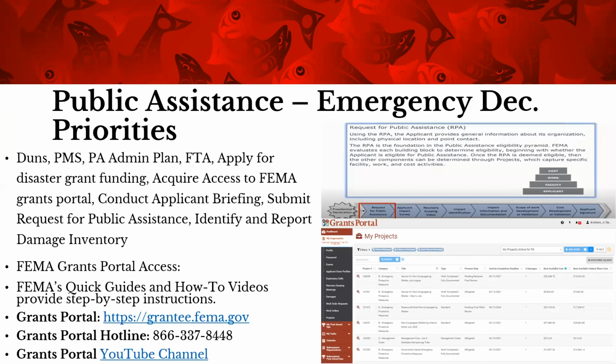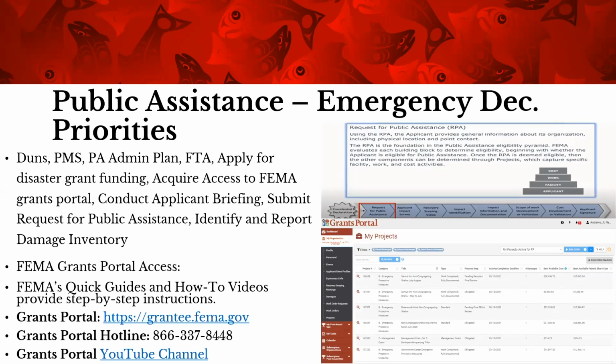One of the important portions I want to touch on is acquiring access to the FEMA grants portal. This held us up a little bit, and I noticed it held up some other tribes in the region. Just getting that whole grants portal figured out can be cumbersome. So I've provided some quick guides and how-to videos here. I'm not sure if NCAI staff will be able to share these links with you, but the links below are one directly to the grants portal, the grants portal hotline, and a YouTube channel that helps walk folks through.